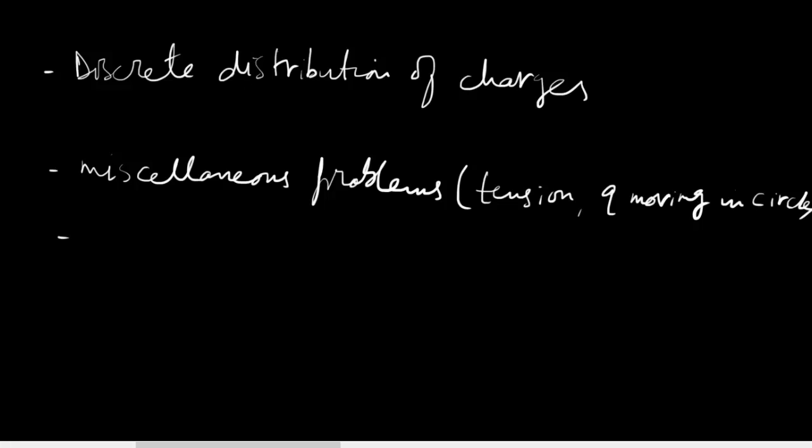As a final remark on Coulomb's law, you're going to encounter three kinds of problems. One is discrete distributions of charges, like the first two problems that we worked out together, where we used superposition to find the sum of forces on a particular charge. Then there are miscellaneous problems like that tension problem. You might have a charge moving in a circle where you have to use centripetal acceleration, given the force between the moving charge and a nucleus in the middle composed of many positive charges.